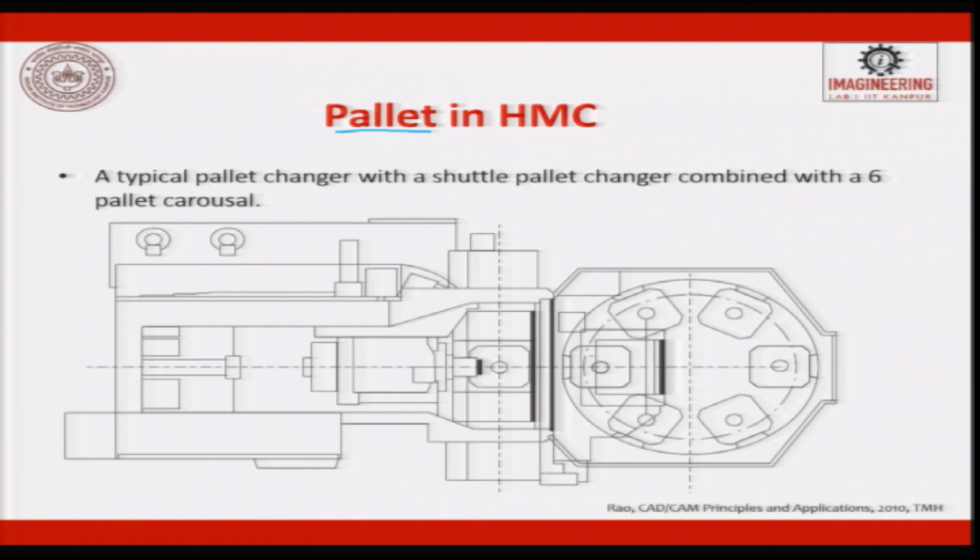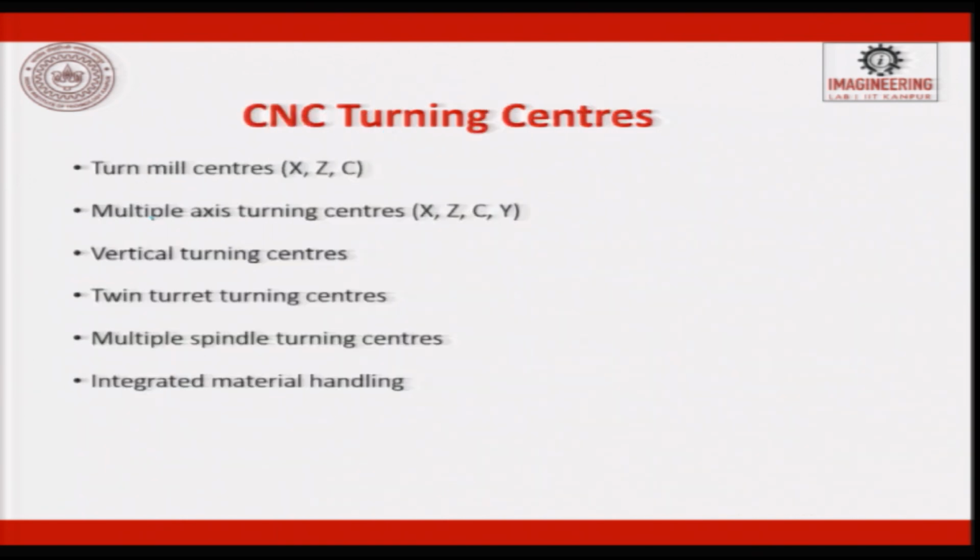Every time it comes here, it gets indexed and this will in turn index. So, this will go up and down, and then this will go like this. So, you can have a shuttle pallet changer combined with a 6 pallet carousel.